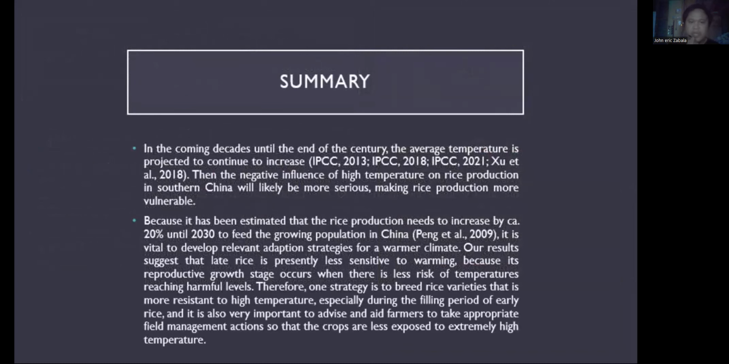Because it has been estimated that rice production needs to increase by 20% until 2030 to feed the growing population in China, it is vital to develop relevant adaptation strategies for a warmer climate. Our results suggest that late rice is presently sensitive to warming because it's the productive stage when there is less risk of temperature po. Sorry po.